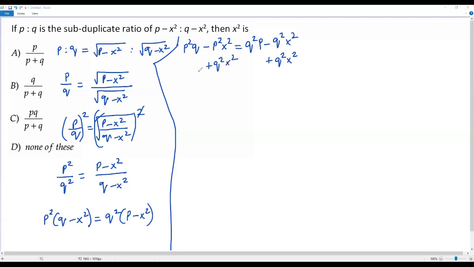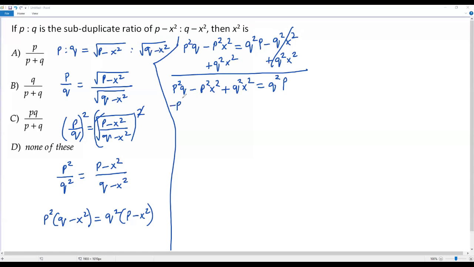Let me do it. When I do so, this negative q square x square and a positive q square x square will cancel out. Then the resulting equation is p square q negative p square x square positive q square x square equals q square p. Here we got the terms which contain x square on the left side of the equation, but there is a term on the left side which does not contain x square. So we have to get rid of this.